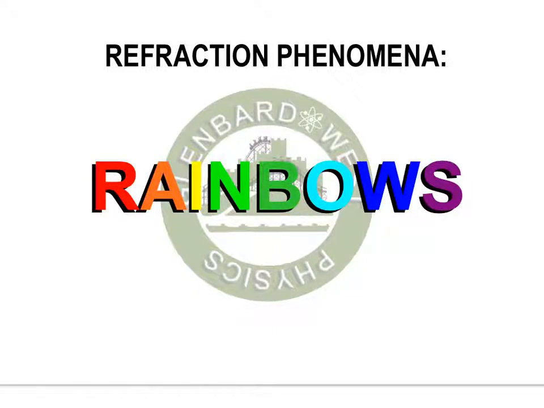Hi everyone, this is Mr. Zarzak, and in this screencast, I'll be discussing the physics of how rainbows form and how they depend upon the phenomena of refraction. Refraction, if you remember, is when a light wave changes medium and as a result changes speed. If that light wave is incident to the boundary between two different mediums at some non-zero angle, that refraction will be seen by the bending of light.